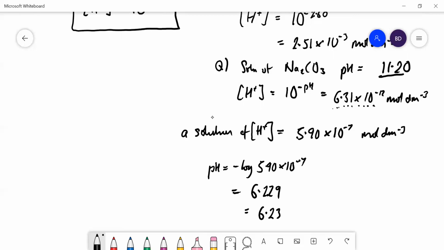Okay, so in the next video, we're going to talk about why the hydrogen ion concentration can vary in aqueous solution, see what's going on there.